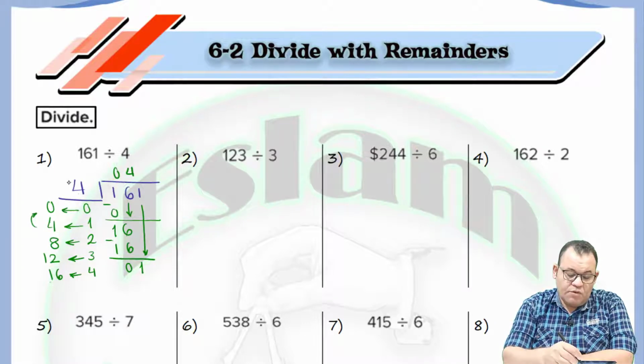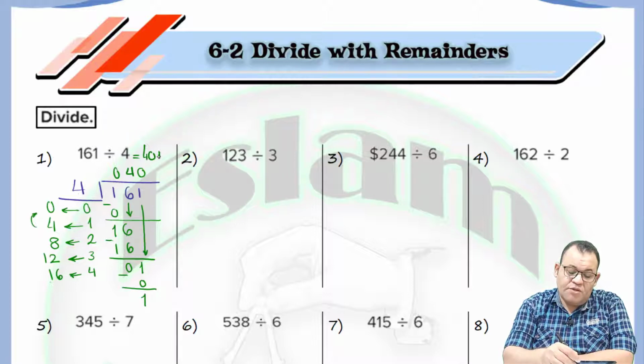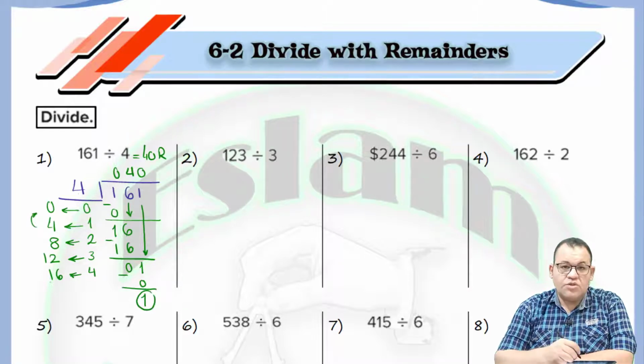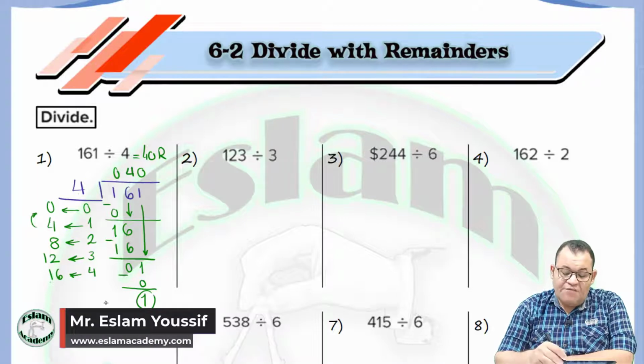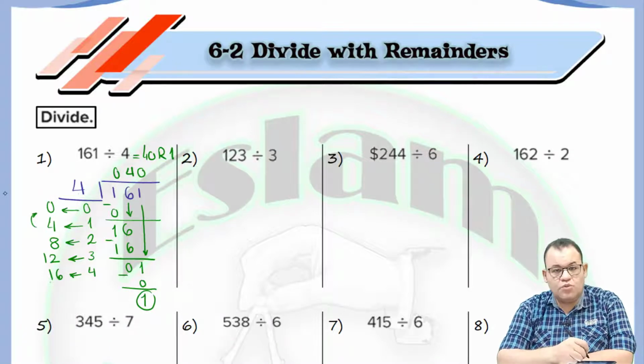1 divided by 4. The closest number that you will find here is 0. So we just write 0 up and 0 down. 0 times 4 equals 0. Now by subtracting, it equals 1. Now if you look at the dividend, you will not find any number to bring down. Once you don't find any number to bring down, it means the quotient equals 40. And now we have a new concept, which is called the remainder. By subtracting, if you find any number except 0, this number is called the remainder. In this case, the quotient equals 40 and the remainder equals 1.